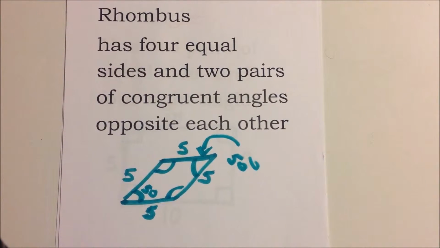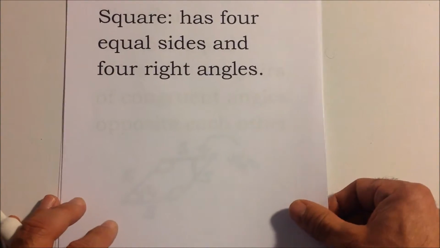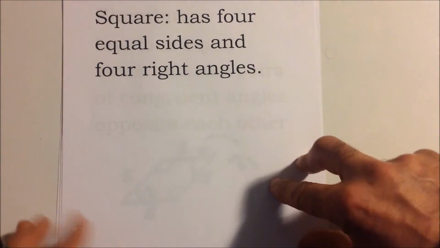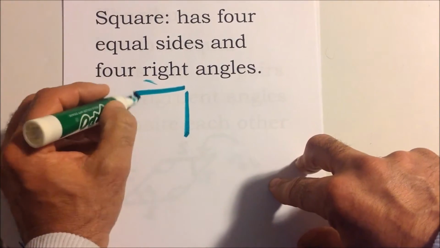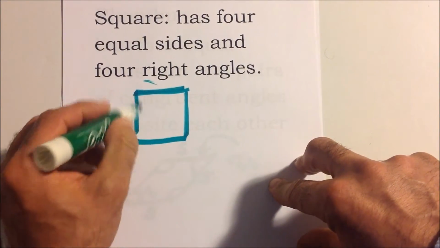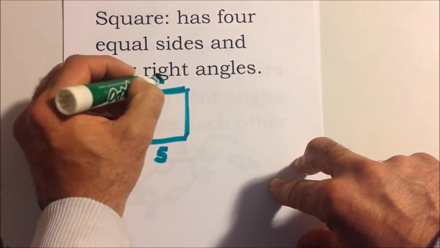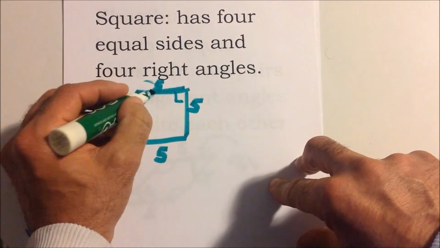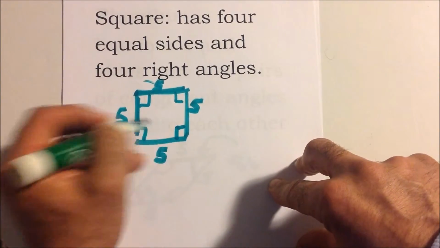And of course we have the square. The square has four equal sides, just like a rhombus, but it has four right angles. And all sides are equal, so everything. And we use that little box to indicate right angles, all 90 degrees.